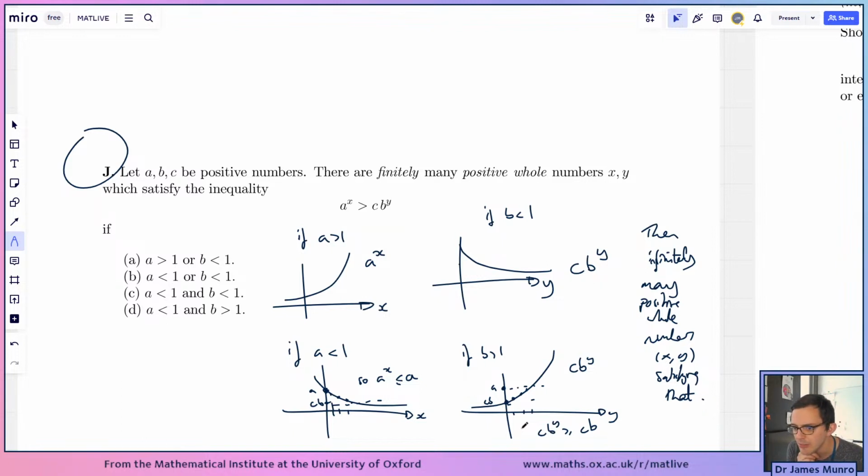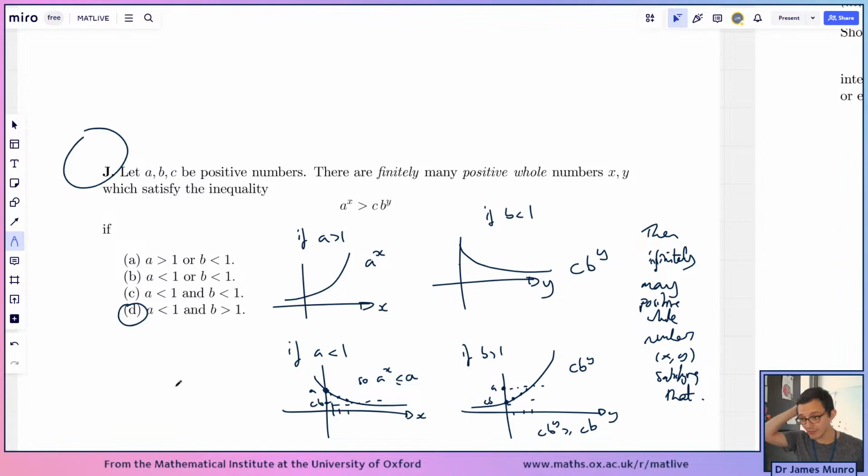Okay, I think the answer is D. I've managed to convince myself that in case D, the left-hand side is pretty controlled. It's not big very often, and the right-hand side is enormous. So the overlap is pretty limited. There's only finitely many examples. I don't think the stuff I've said out loud is very convincing, but I'm gonna pick D.